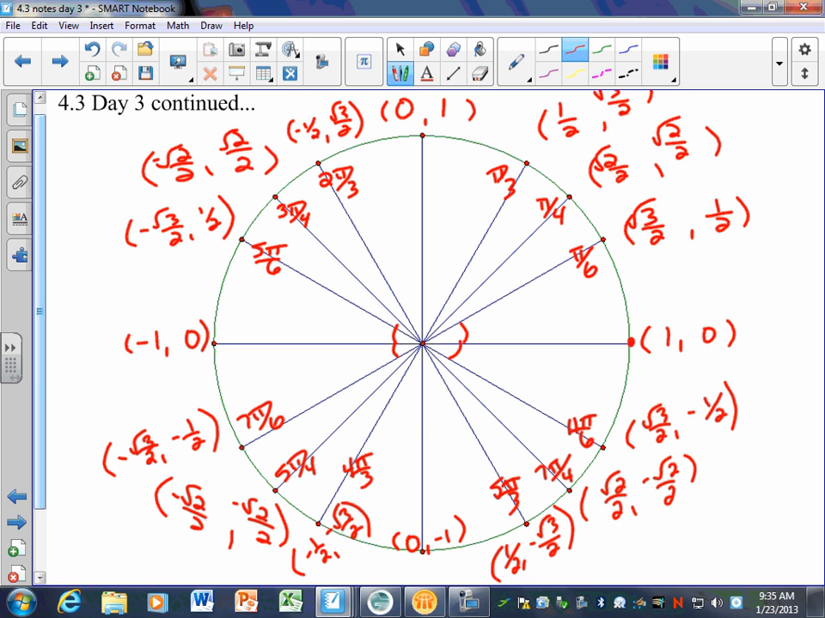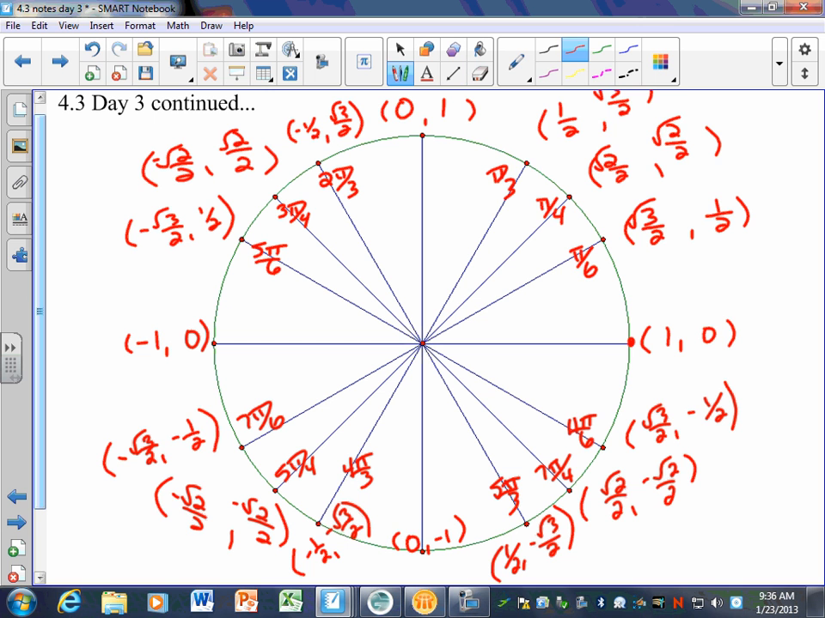And if you know those, and they ask you to find any trig function of any of those angles, you know them by just knowing the point. The x and the y are the cosine and the sine, and you can figure the other ones out from there. But you don't have to. You can be a unit circle person.